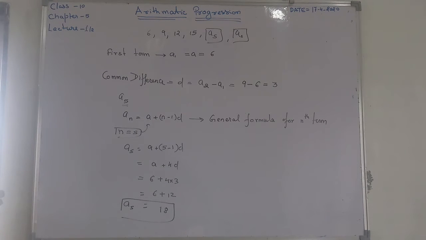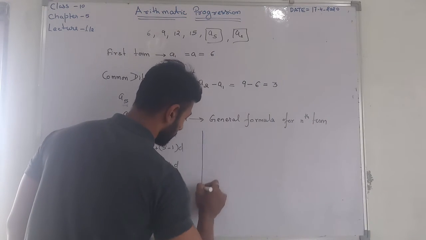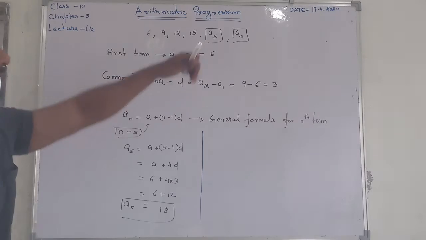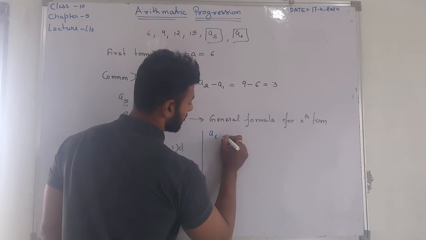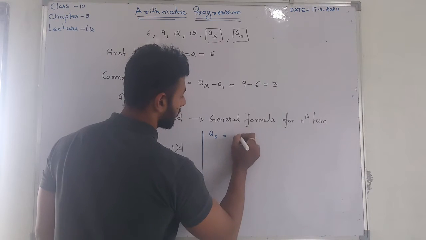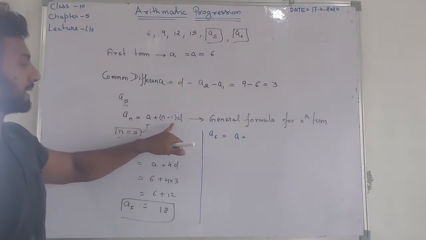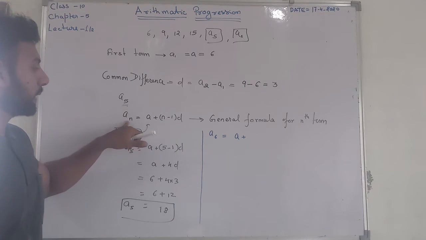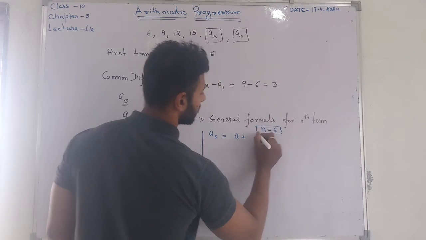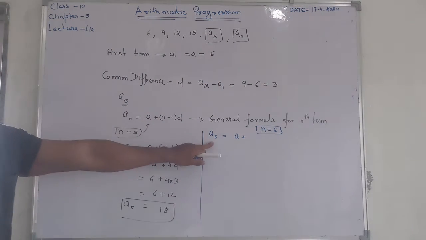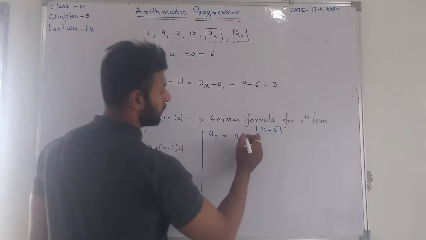Now let us see what is the A sixth term. We will be following the same pattern for the A sixth term. A6 is equal to a plus, we are using the same formula, a plus n minus 1. So we are putting n is equal to 6 over here, because we have to find out a6.